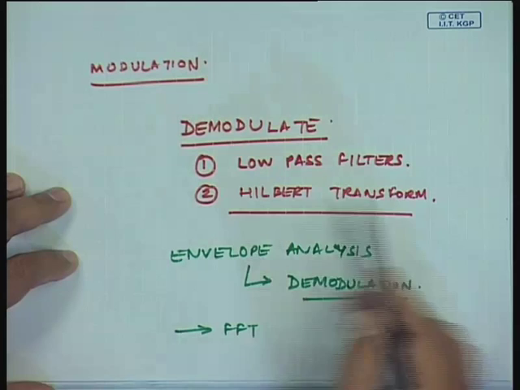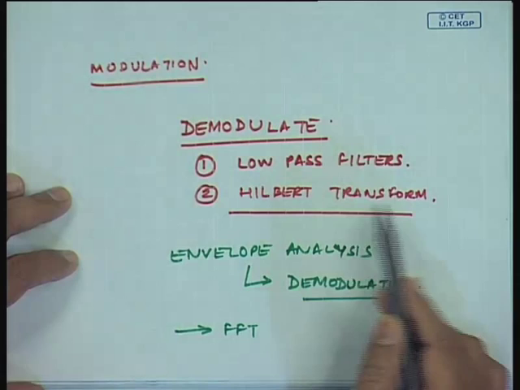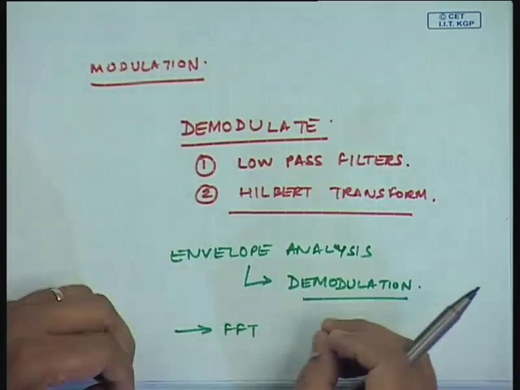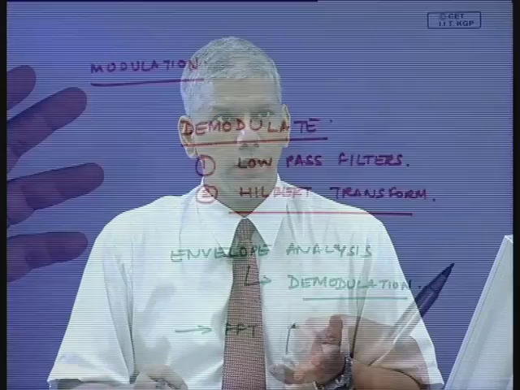So, demodulation itself is in time domain. The signals from the low pass filters are again in time domain. After the Hilbert transform also, the signals are in time domain. And after we have got this time domain signal, that green envelope signal which I talked about, we can do further signal processing like an FFT analysis.